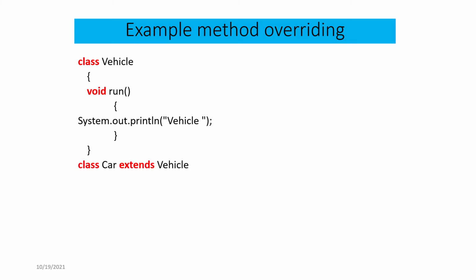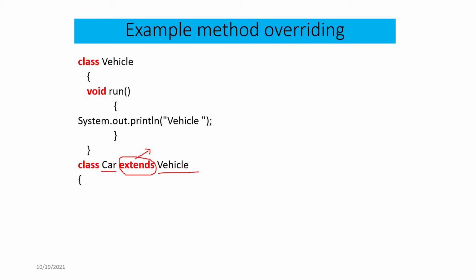Now I am going to write the child class. This is my parent class name, Vehicle, and this is my child class name, Car. The keyword here is extends. Whenever we are writing inheritance, we need to use the extends keyword. Here class is a keyword followed by Car, the child class or subclass name, followed by the extends keyword, followed by the parent class name, Vehicle.